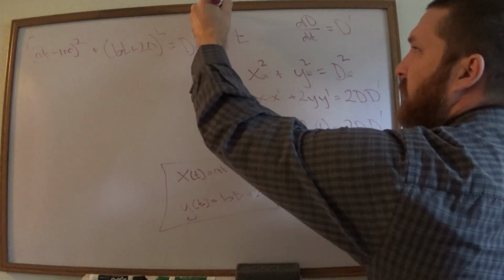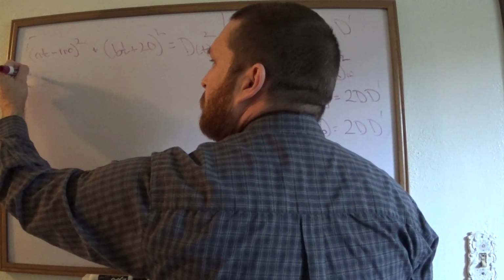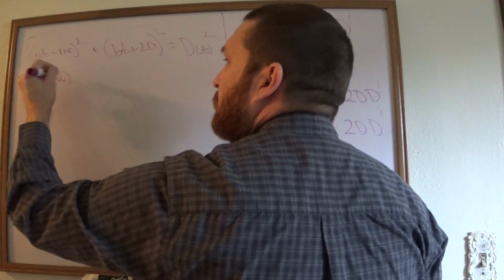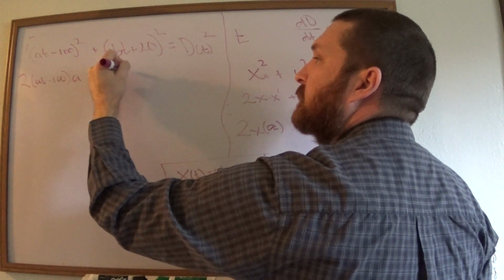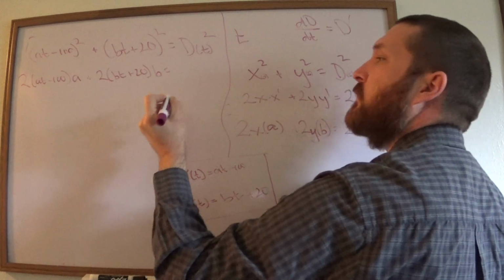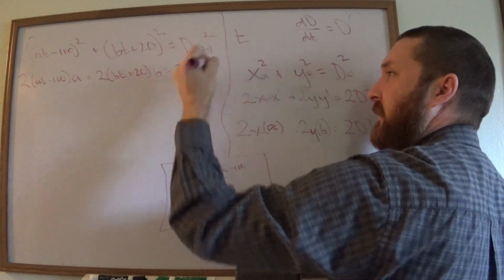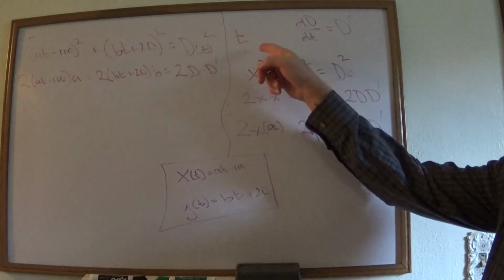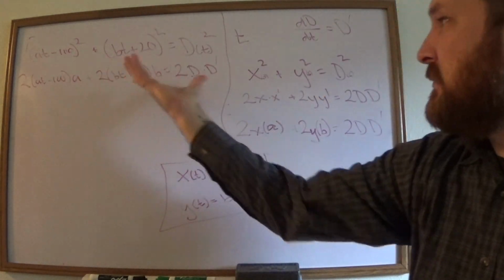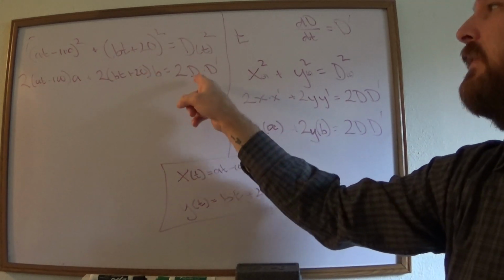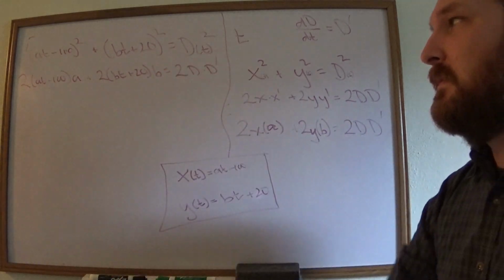Now let's just take the derivative here. What do we get? So 2 times at minus 100 times a, good. And then plus 2 times bt plus 20 times b, equals 2 times d of t times d prime of t, which is the thing I'm looking for, right? And if I told you t equals some time, you would just plug in your t and you'd have everything you need. You'd have to find the distance, whatever the distance is between those 2 points. It's pretty simple.